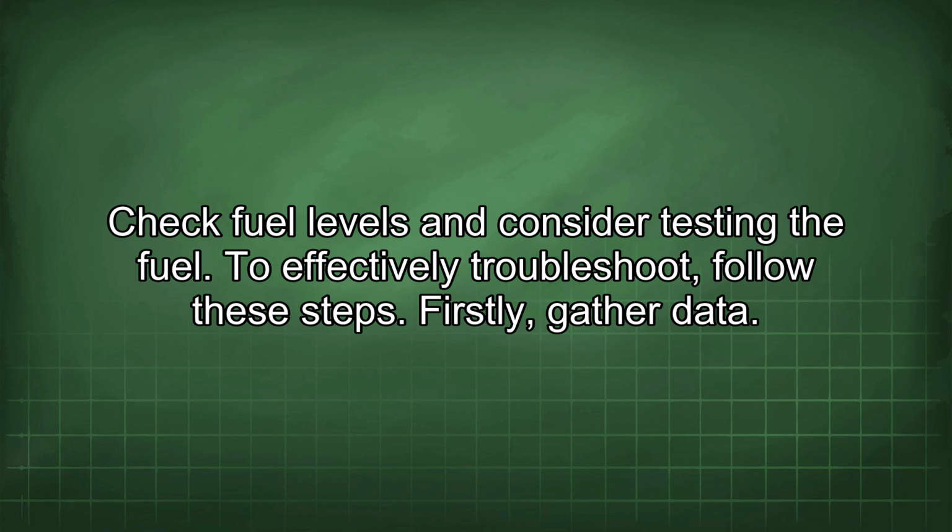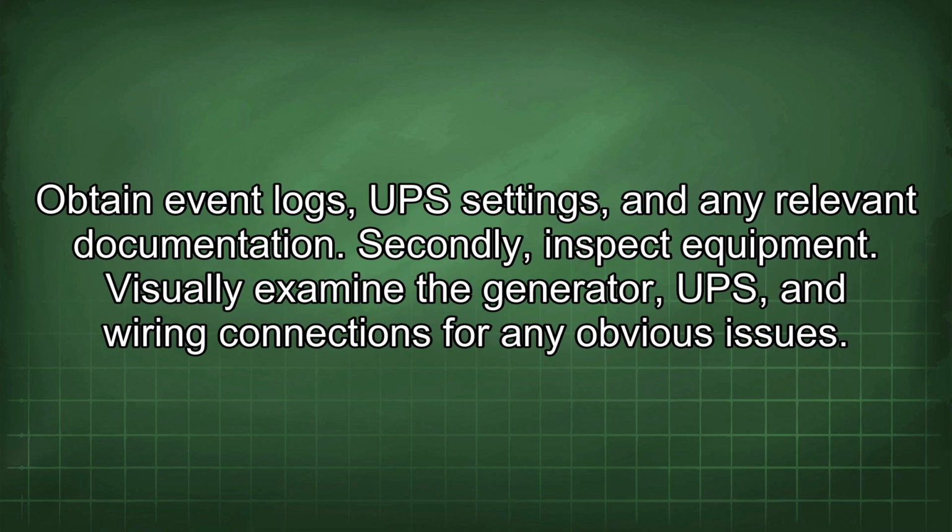To effectively troubleshoot, follow these steps. Firstly, gather data. Obtain event logs, UPS settings, and any relevant documentation. Secondly, inspect equipment. Visually examine the generator, UPS, and wiring connections for any obvious issues.